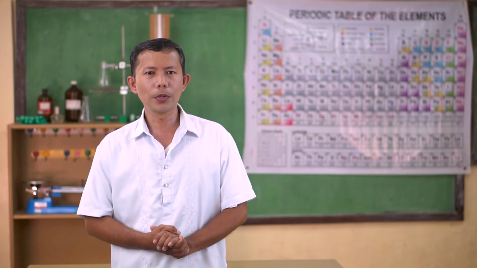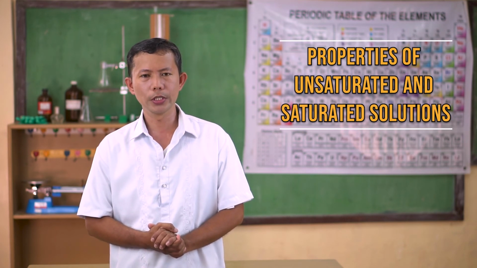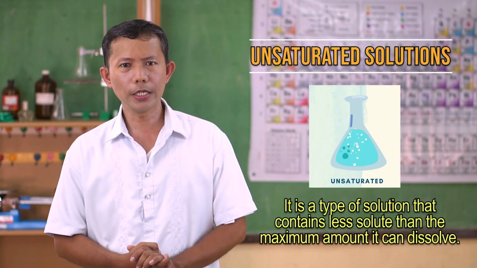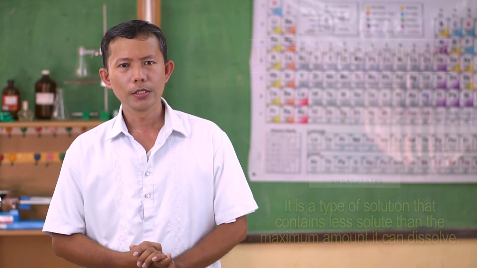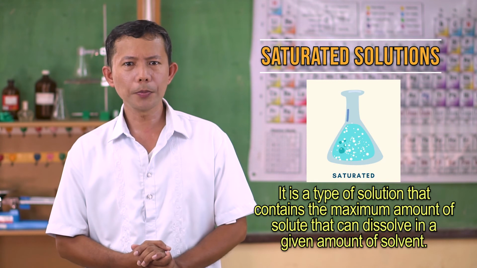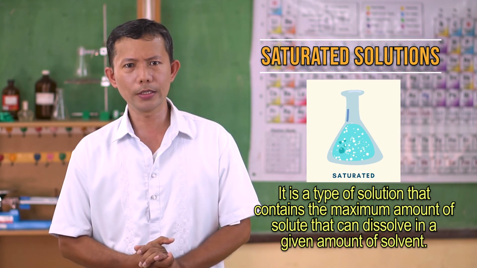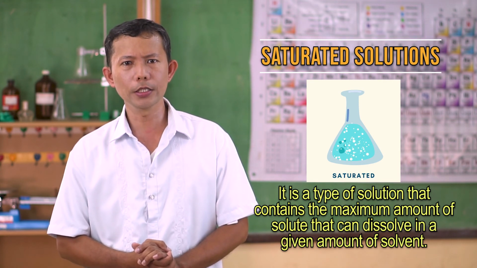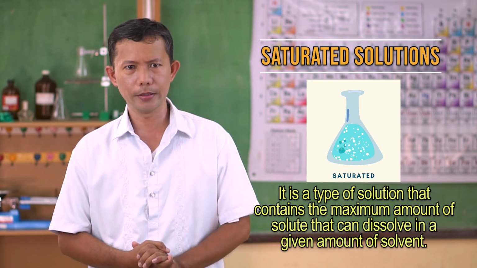In this episode of Agham Alam Hub, we investigated the properties of unsaturated and saturated solutions. Unsaturated solution is a type of solution that contains less solute than the maximum amount it can dissolve. Saturated solution is a type of solution that contains the maximum amount of solute that can dissolve in a given amount of solvent. Undissolved solute in a solution indicates that it is already saturated.